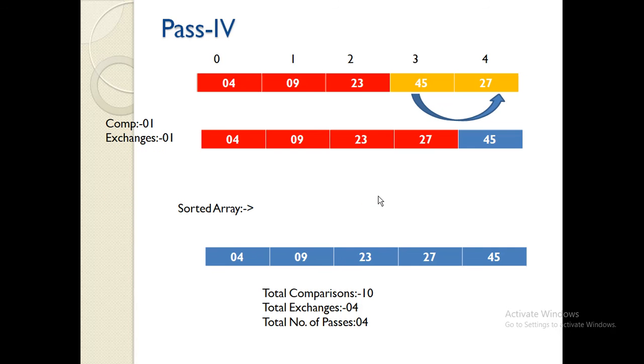Now let us go to the next pass. In the next pass, the fourth element is compared with the fifth, 45 and 27. Now here there is a shifting because 45 is the largest and 27 is the smallest. So 27 and 45 are interchanged. At the end of pass 4, you will see that the array is sorted. As I said earlier, if there are 5 numbers in the array, then you are going to require 4 passes. So at the end, find out the total number of comparisons, total number of exchanges and total number of passes required.